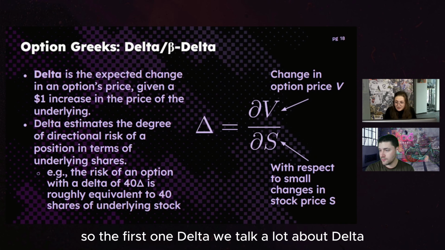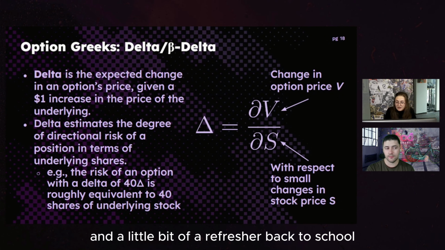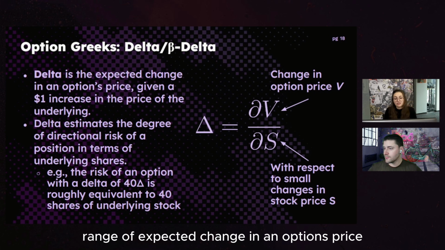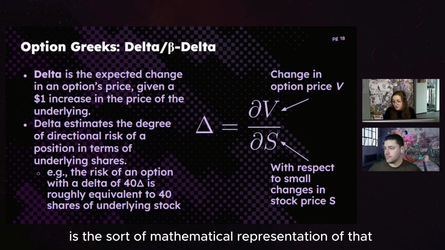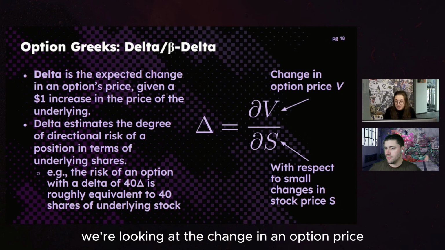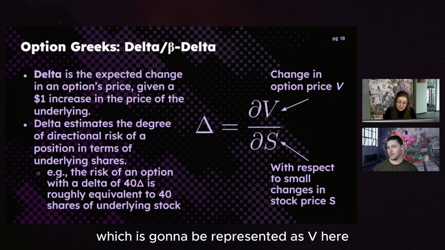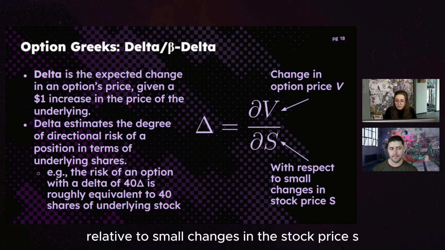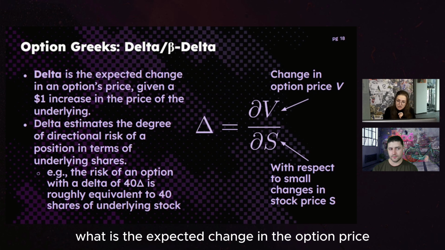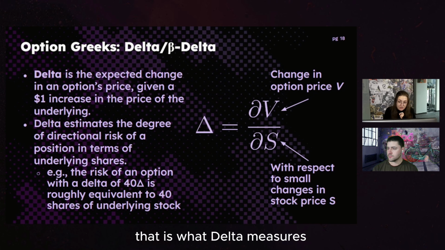We talk a lot about delta. We see delta an awful lot. And a little bit of a refresher, back to school. It's the expected change in an option's price given a $1 increase in the price of the underlying. And the formula is the mathematical representation of that. So really, we're looking at the change in an option price, which is going to be represented as V here. So it's either going to be a call or a put, the generalized variable is V. And we're going to say relative to small changes in the stock price S, what is the expected change in the option price? That is what delta measures.